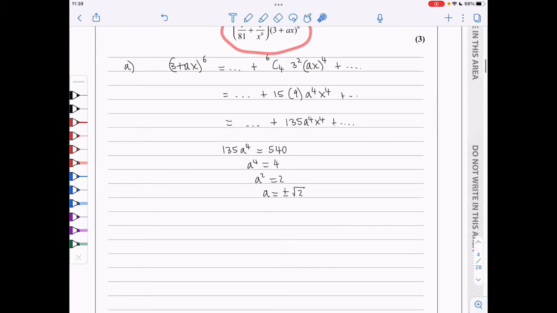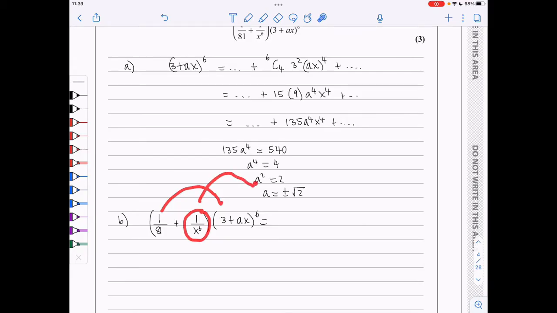So we've got 1 over 81 plus 1 over x to the power of 6 times 3 plus ax to the power of 6. Now we need to start off by considering the fact that the only way to get a constant term, a term independent of x, is to have a constant times a constant, or something over x to the power of 6 times a term in x to the power of 6.